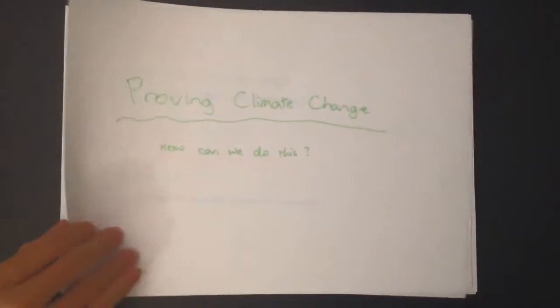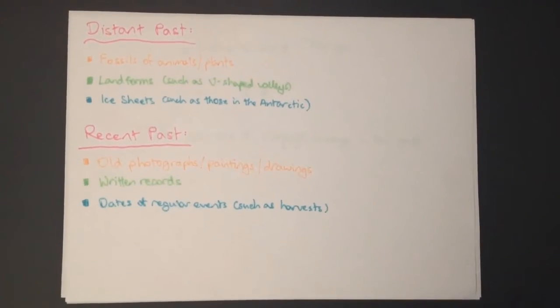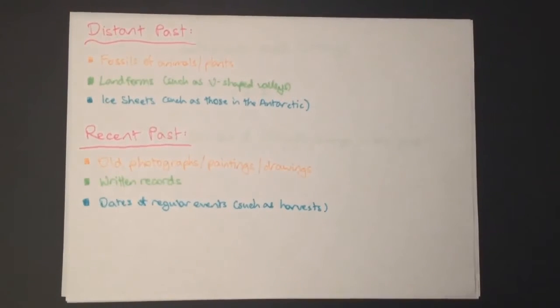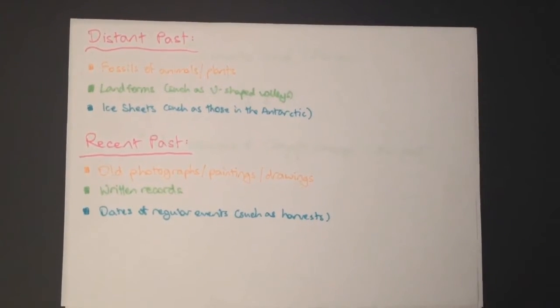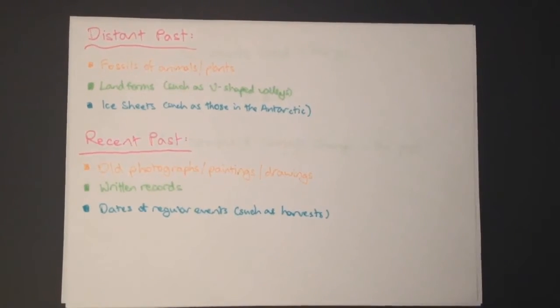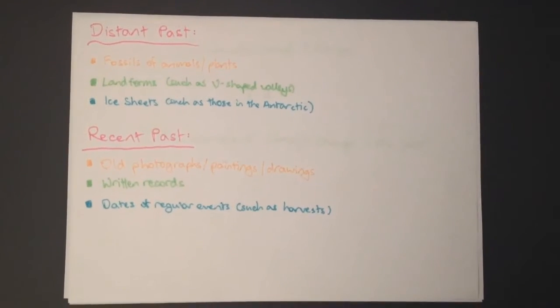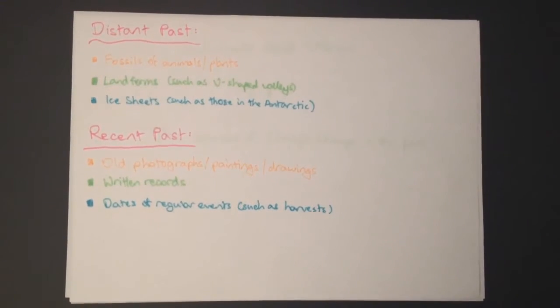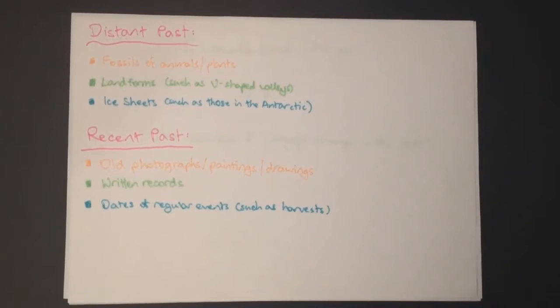Now, we have to find a range of ways to prove that climate has changed over time. If we looked for evidence showing different climatic conditions in the past, we would find things such as fossilized animals and plants which no longer live in a particular region, possibly due to the change in habitat conditions. We could also find landforms such as valleys left by retreating glaciers. You can see many of these in some mountainous regions.